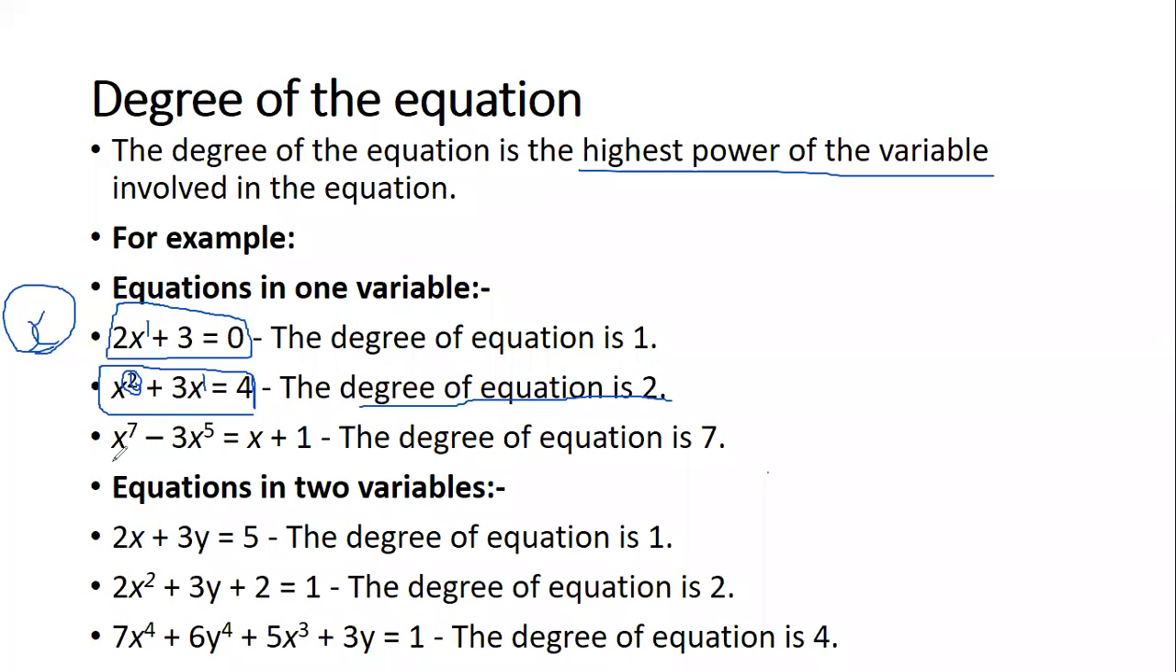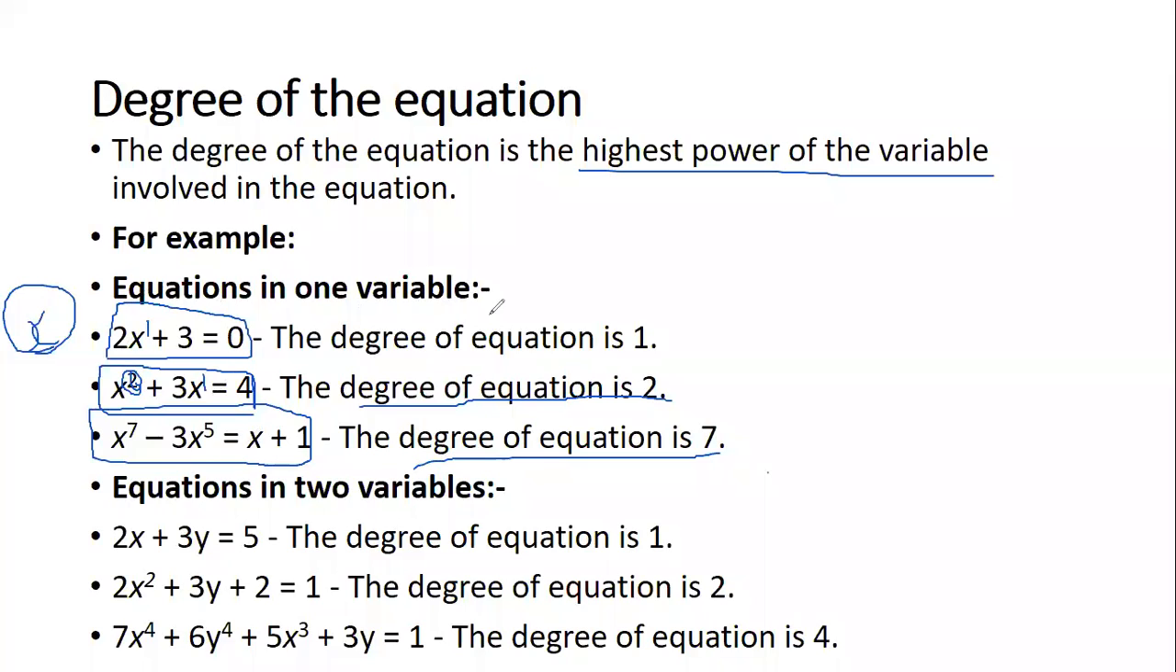Now when we go to the third example, you have x to the power 7 minus 3x to the power 5 is equal to x plus 1. Now in this equation, what do you think is the highest power? Is it 7 or 5? Very good. 7 is the highest. So the degree of equation is 7. So everybody understood how to find the degree of equation? The highest power of the variable involved in the equation should be considered as the degree of the equation. So that was for one variable.